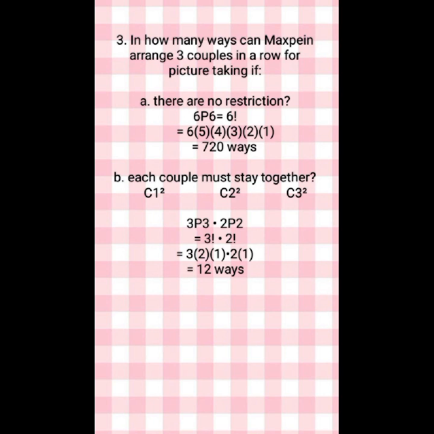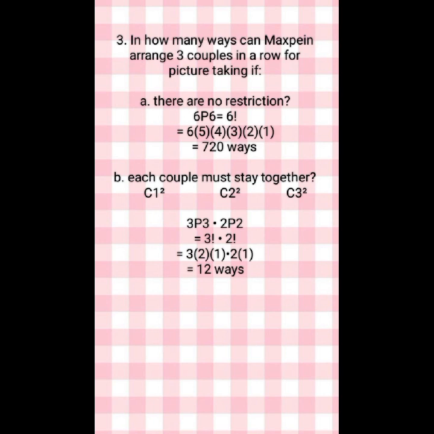So let's start from 6 down to 1. So 6 times 5 times 4 times 3 times 2 times 1, and that is equal to 720 ways. So there are 720 ways if you arrange 3 couples in a row for picture taking if there are no restrictions. So moving on to B, where each couple must stay together.